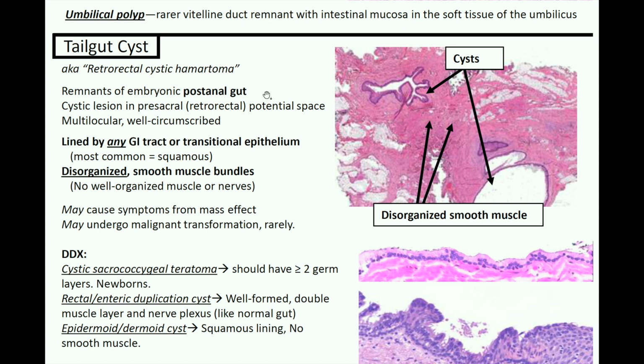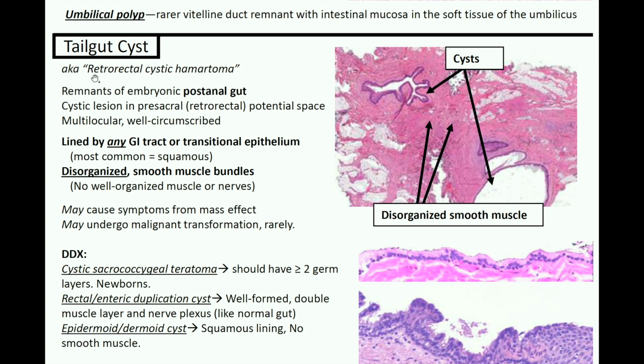And in the image here you can see some disorganized smooth muscle as well as cysts. A tailgut cyst is lined by any GI tract or transitional epithelium, most commonly squamous. It has disorganized smooth muscle bundles as shown here in the image, and there's no well-organized muscle or nerves. Tailgut cyst may cause symptoms from mass effect, and it may rarely undergo malignant transformation.